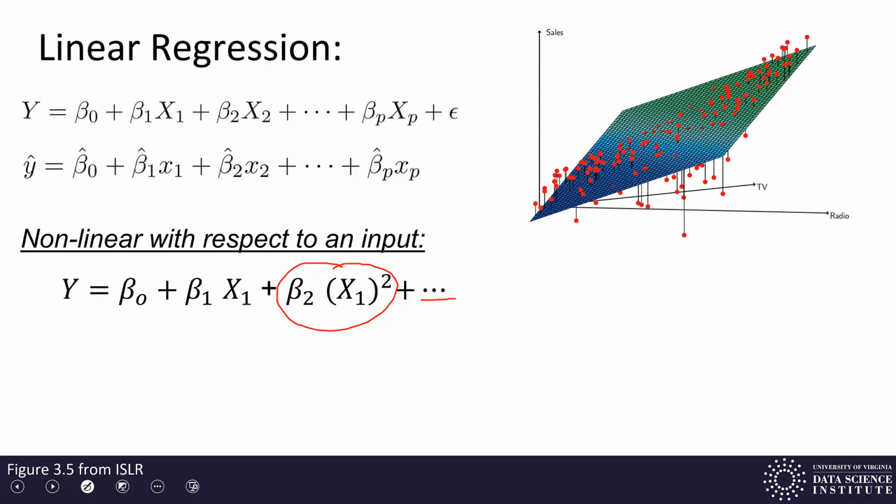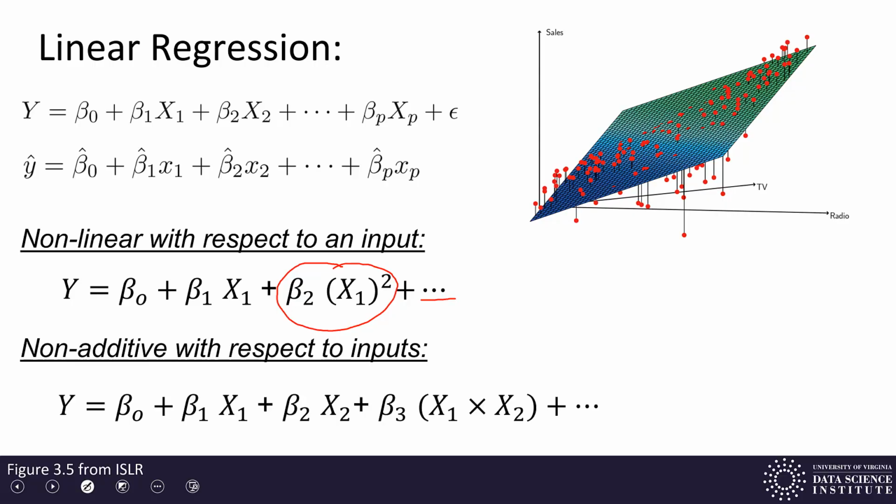Another way we can relax the linear requirements is to have our functional form not additive with respect to the inputs. And so you'll notice in this formula here, there's a beta 3 times the product of x1 and x2. And so this is what we think of as an interaction term. So x1 and x2 are different variables, but they're interacting in some way. So we are not doing regression on them separately and then adding the results together. They're interacting with each other.